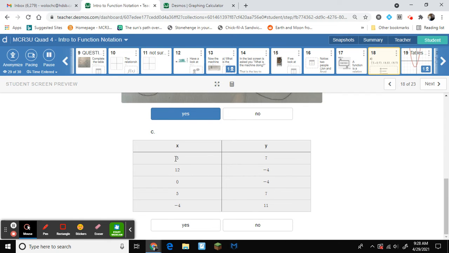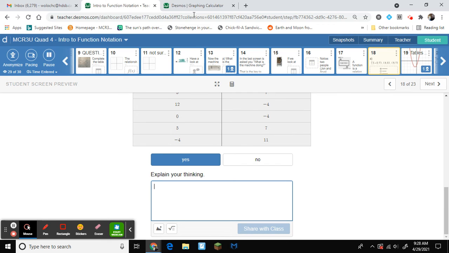If I look at this one, again, tables of values, do I have any repeating inputs? Well, I have 5 and 5, so those are repeating, but check it out. This input is the same as this input. So actually this one here is just the same point. So this one is a function.